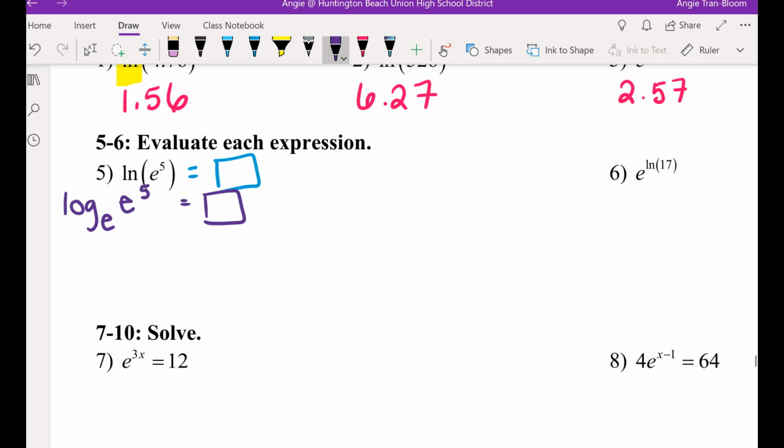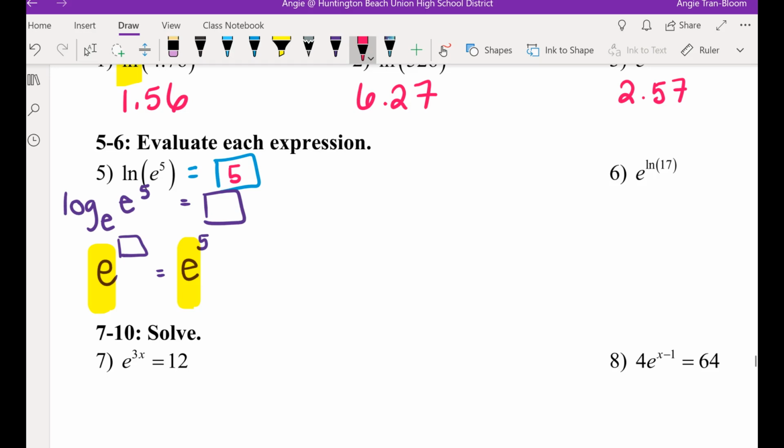Yes, change it to exponential. What's your base? E. So e to the what? E to the box, or y, whatever you use in your notes. I have a box. E to some box equals what? E to the 5th. Whoa, you are in exponential form. Your bases are identical. Can I drop my bases? Yes. That means my final answer is what? 5. Final answer, class, is 5.